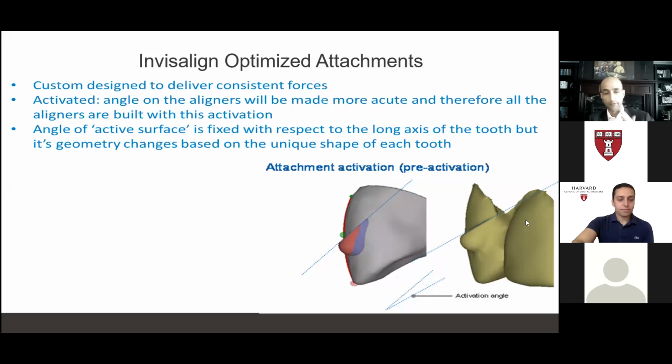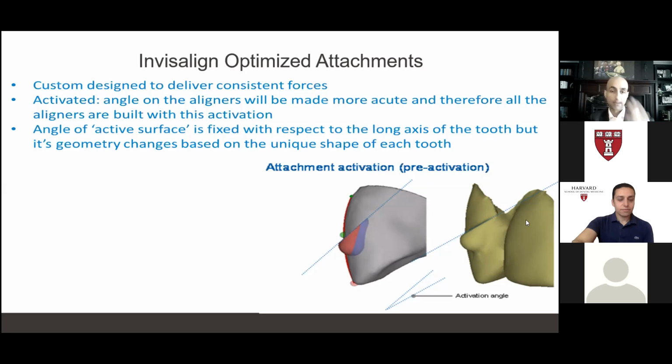The push surface of that attachment is at a certain angle. So when you bond that attachment using the attachment template, that attachment is at a certain angle. However, the aligner engages that tooth at a different angle. The difference of those two angles is called the activation angle. And Align touts this as pre-activation, meaning that that difference in how the aligner will engage that surface builds in a level of predictability into the system.